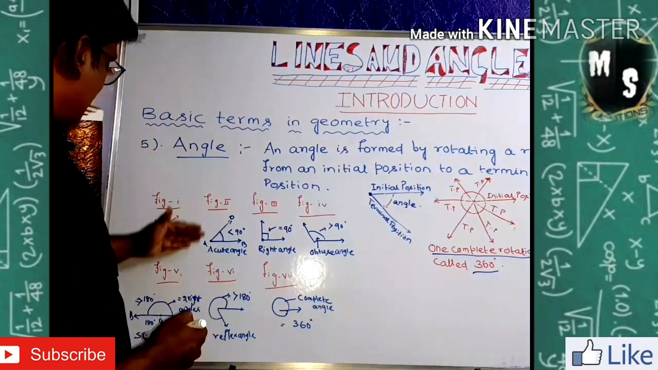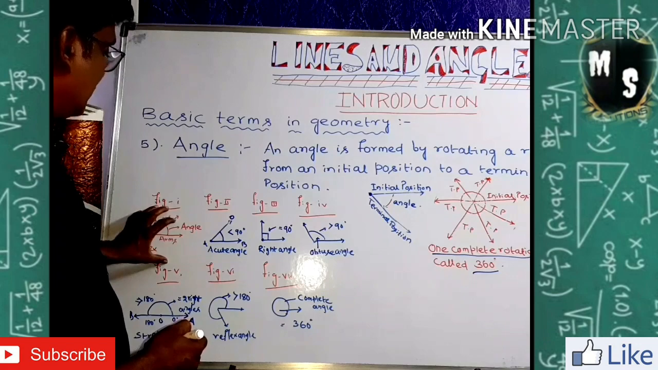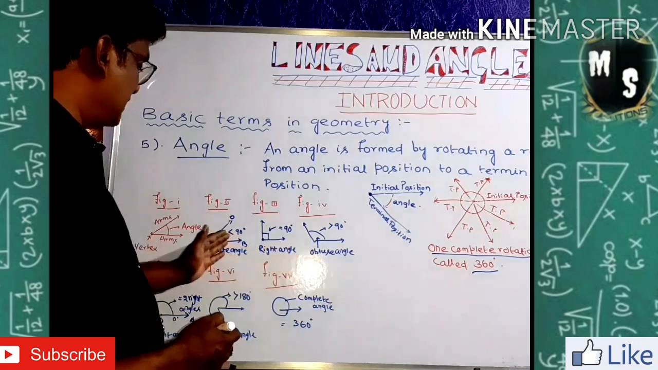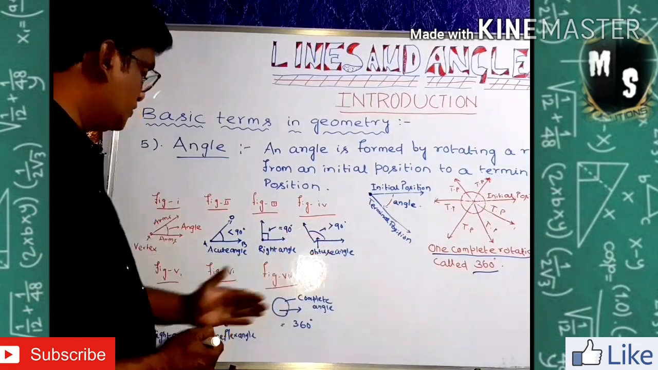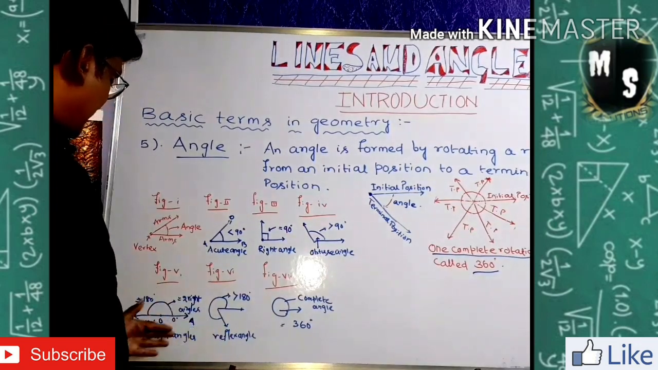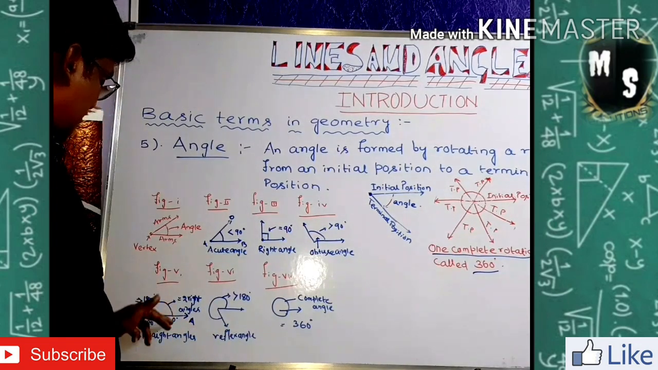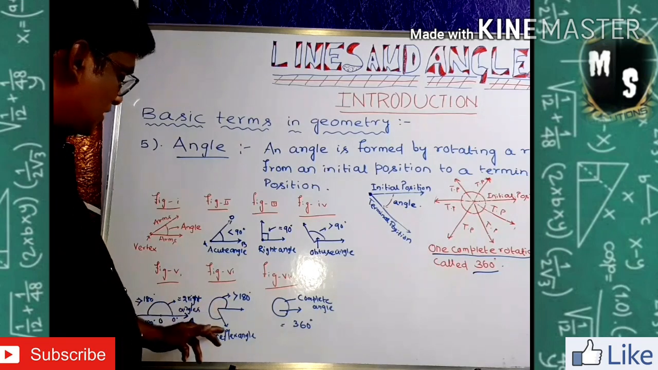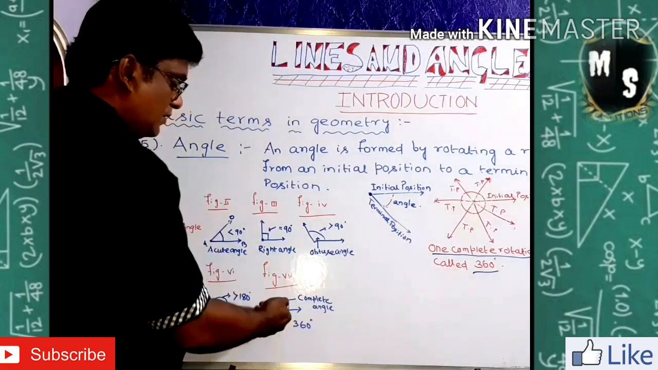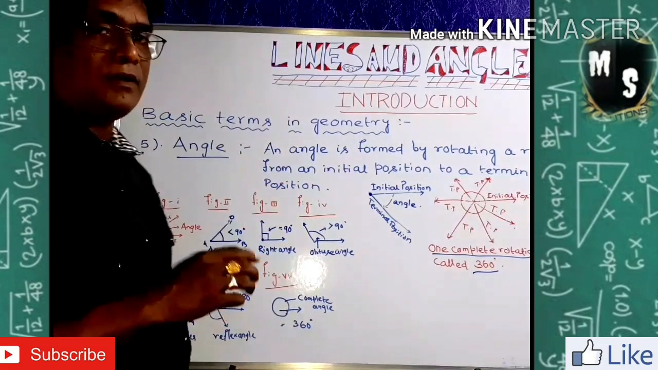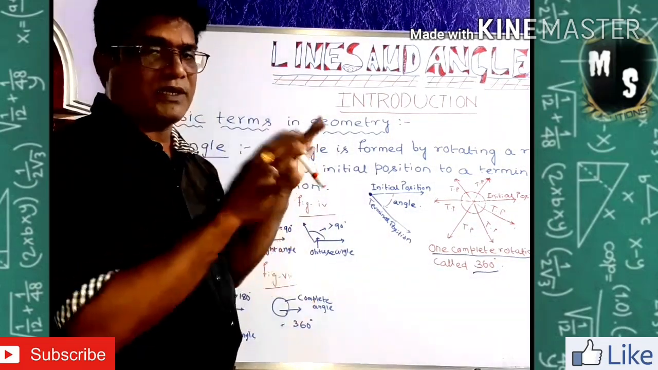Then I explained to you about this angle figure and some of the angles. Less than 90, acute; equal to 90, right; greater than 90, obtuse. Two right angles, that means 180 degree, half rotation, is a straight angle. More than 180 is called a reflex angle, and one complete rotation gives you a complete angle. I hope you understood this part nicely.